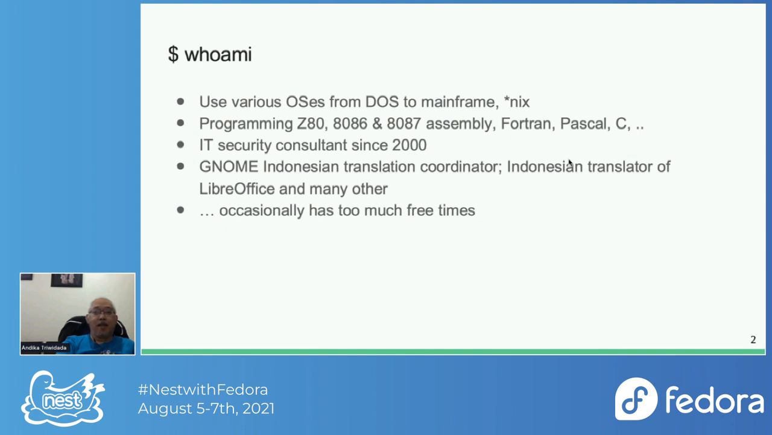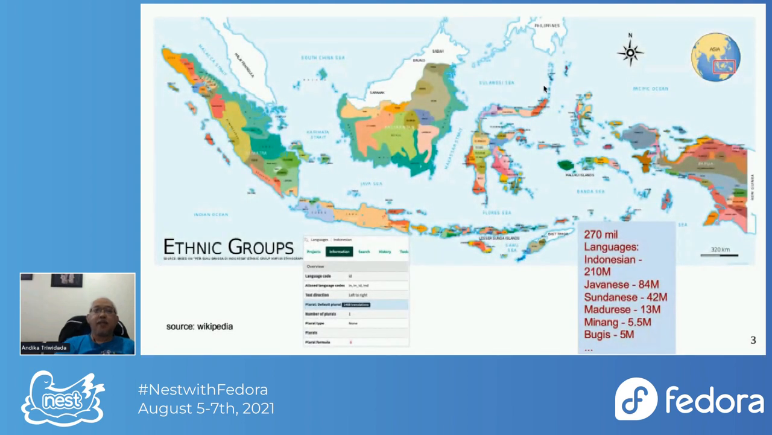Okay, let's talk about Indonesia. Indonesia is situated between Australia and China, right here, the red box. It's quite wide. I think between the easternmost and westmost points, Indonesia is roughly as long as the United States.